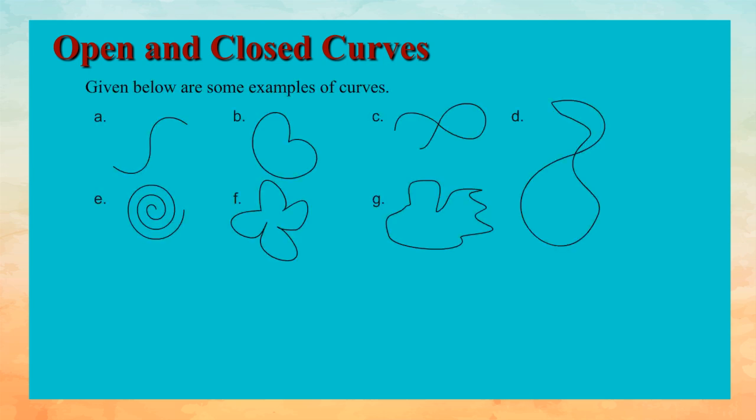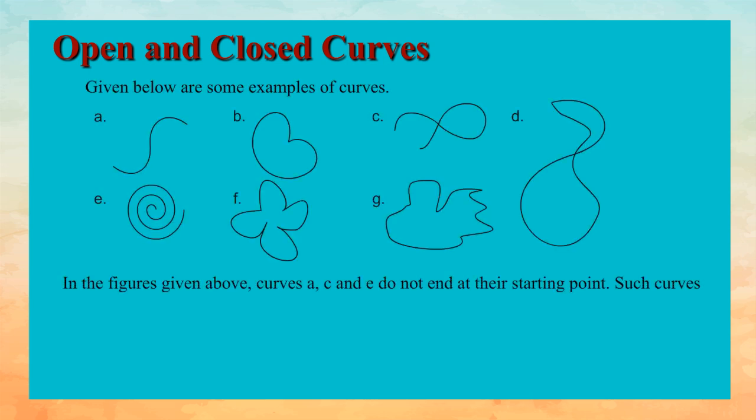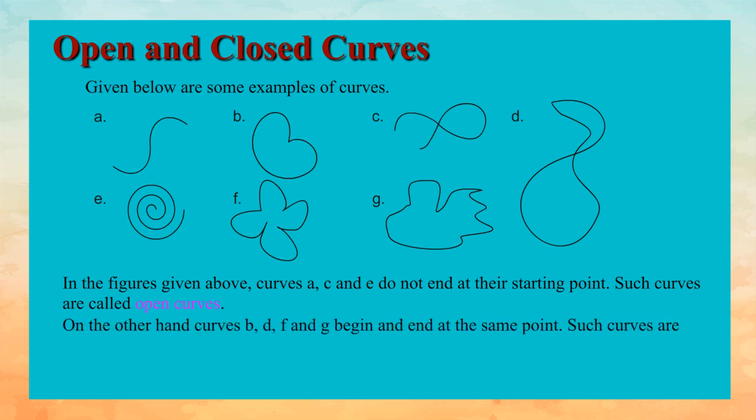Open and closed curves. Given below are some examples of curves. In the figures given above, curves A, C and E do not end at their starting point. Such curves are called open curves. On the other hand, curves B, D, F and G begin and end at the same point. Such curves are called closed curves. The curves B, F and G which do not cross themselves are called simple closed curves.